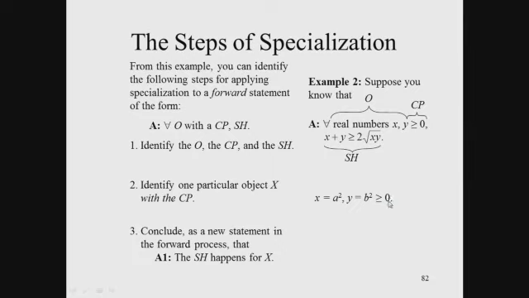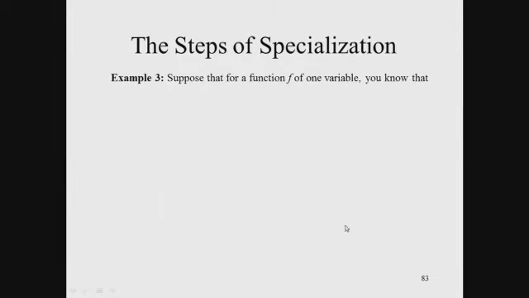And what is the result of specializing this for all statement to this value of x and this value of y? A squared plus b squared is greater than or equal to 2 times the square root of a squared times b squared. Exactly. So all you have to do is go to the for all statement and replace the values of x and y with the specific values that you are working with, and write that as a new statement in the forward process.